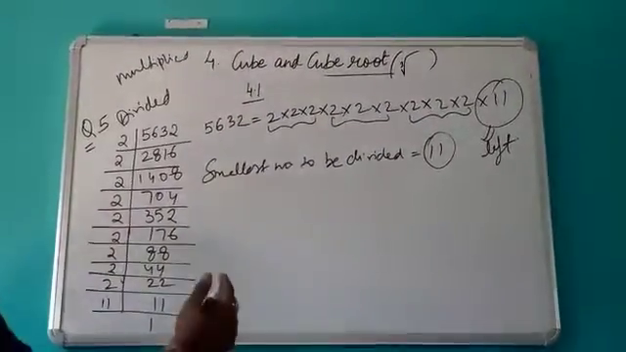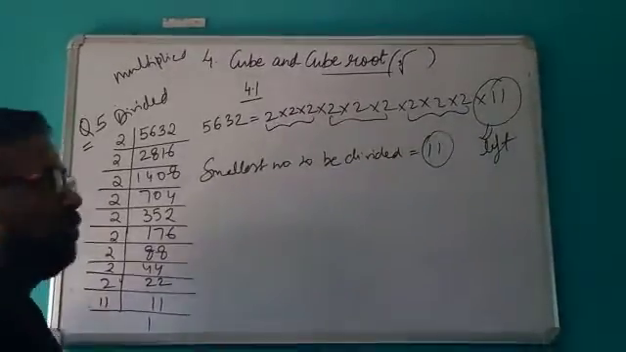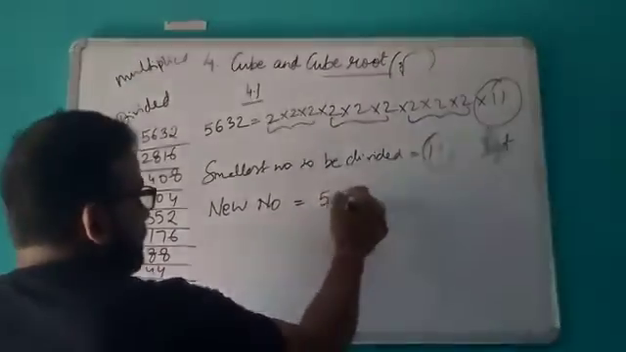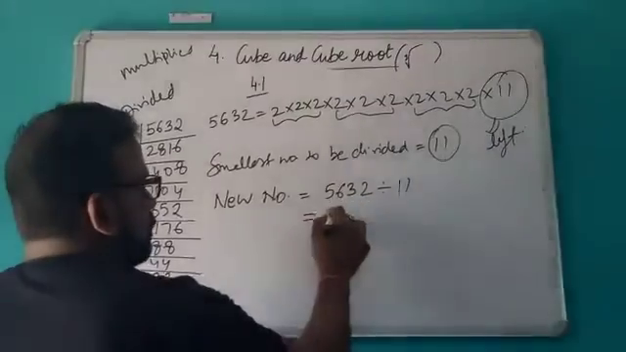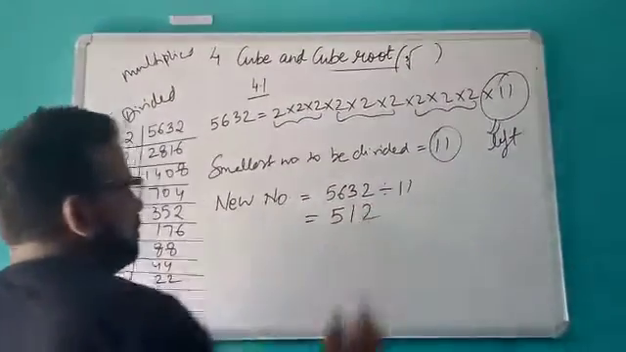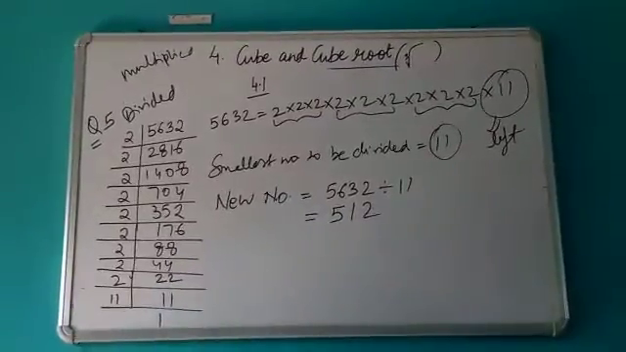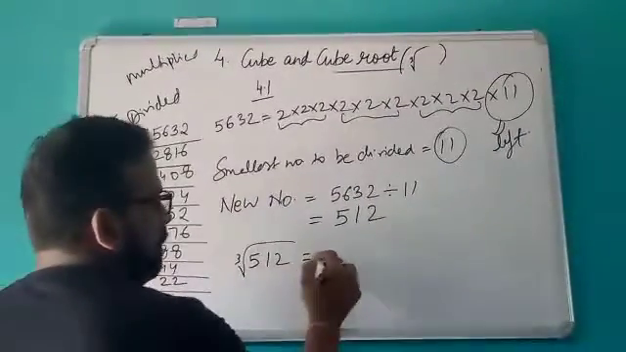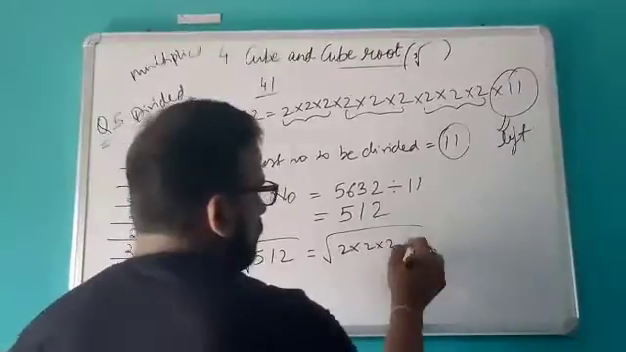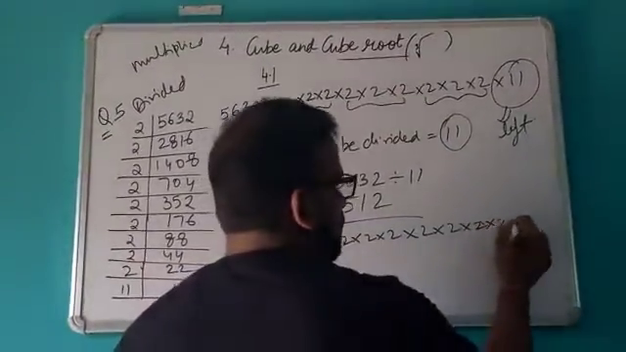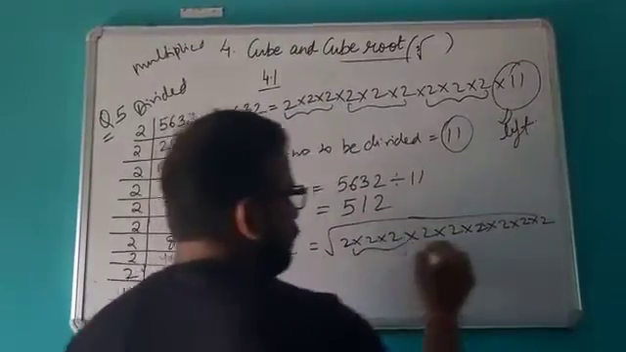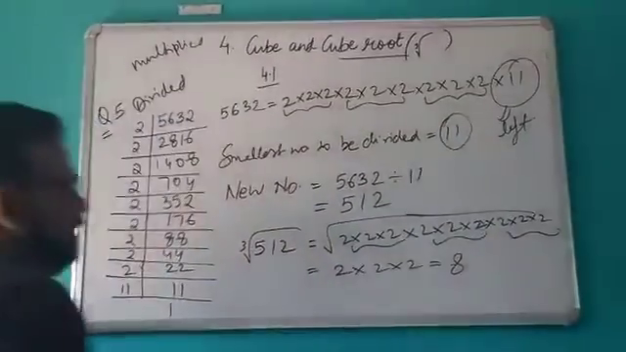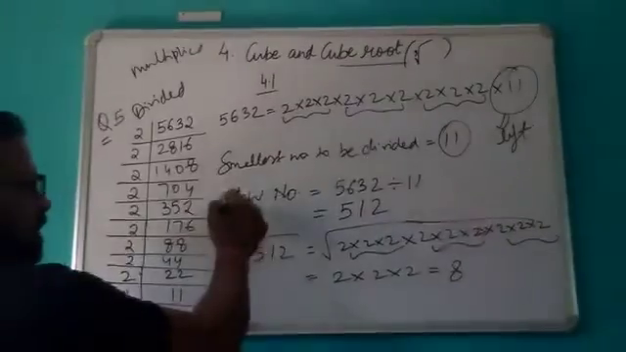Suppose now in this question, it is further asked to calculate the new number. Your new number will be obtained by simply dividing this number by 11, so you will get your new number like this. Further, if it is asked to calculate the cube root of the new number, you can calculate it by the same method, prime factorization, by making the groups. When you make the groups, you will get 2 into 2 into 2, which is equal to 8.